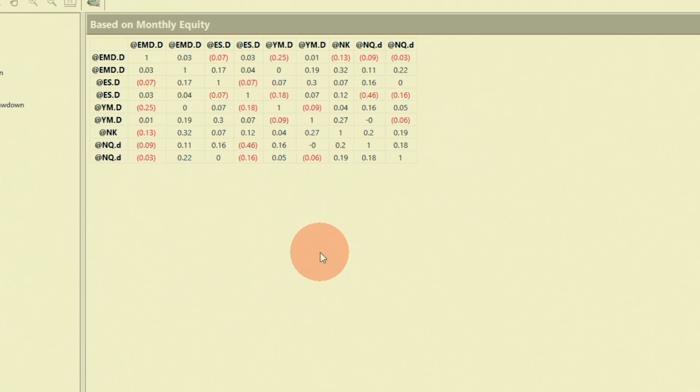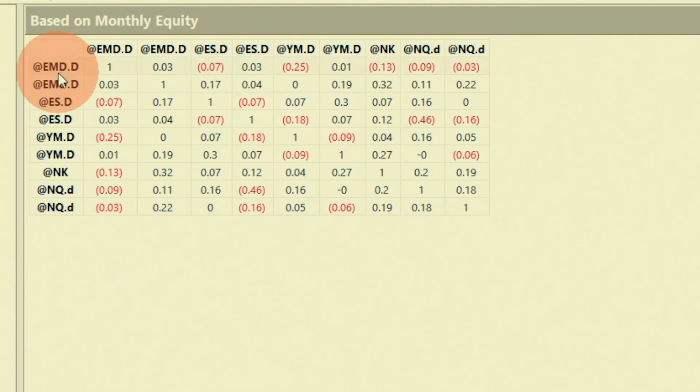And now based on monthly equity, look at this. EMD, this is long. It's 0.03 correlated to the short side. So this is nothing. And then the S&P 500, this is long. It's negatively correlated to the short side. Again, that is amazing. The Dow Jones, this is long, negatively correlated to the short side. And then the Nikkei, which is the Japanese index, is a little bit correlated with the mid-cap 400 and a little bit with the Dow Jones short side, but otherwise it's not for the others.